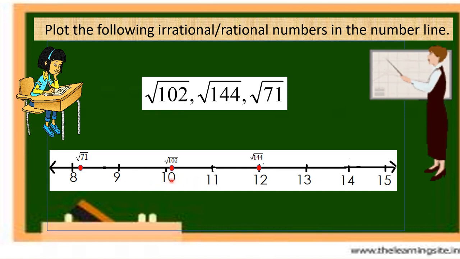Why? 10 times 10 is 100, and 11 times 11 is 121. We have square root of 144, that is 12. We have square root of 71. Square root of 71 is in between 8 and 9. Why? 8 times 8 is 64. 9 times 9 is 81.